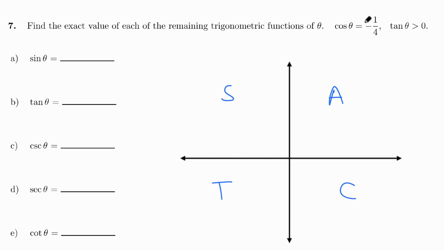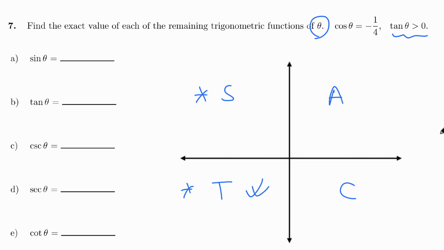So cosine is negative where? Here is positive, so here and here, either in the second quadrant or the third quadrant, and we want at the same time tangent to be positive. Here only sine and cosecant are positive, so tangent is negative there, and tangent is positive here. So this angle theta lies in the third quadrant.